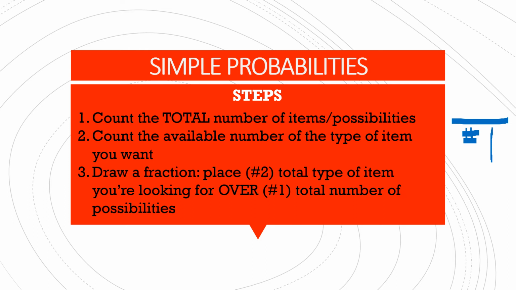And then step number 2 is you count the available number of what you want. So there's 4 kings in a deck, or there's 1 3 on a die, or there are 3 roses in the garden. So you want to do step number 2 and write that on the top of the fraction bar. You draw that fraction, you place number 2 over number 1, and that's your probability of selecting what you want.